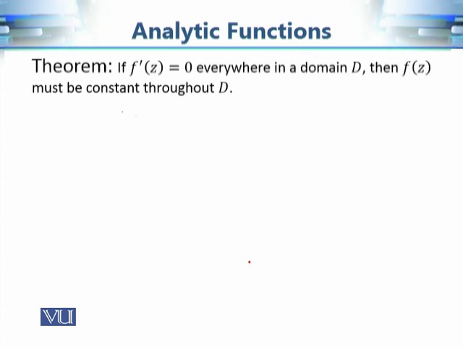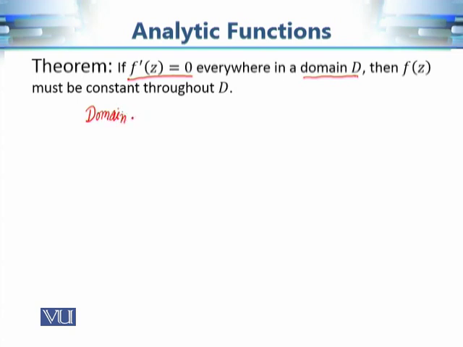One of the simple properties of analytic functions is: if the derivative of a complex valued function is 0 everywhere in a domain D, then the function must be constant. Now, there is no word analytic in this statement, but since the derivative is 0, it is assumed that the derivative exists first. So that's why the derivative exists everywhere in the domain D. Now, what is a domain D? It's a connected open set.